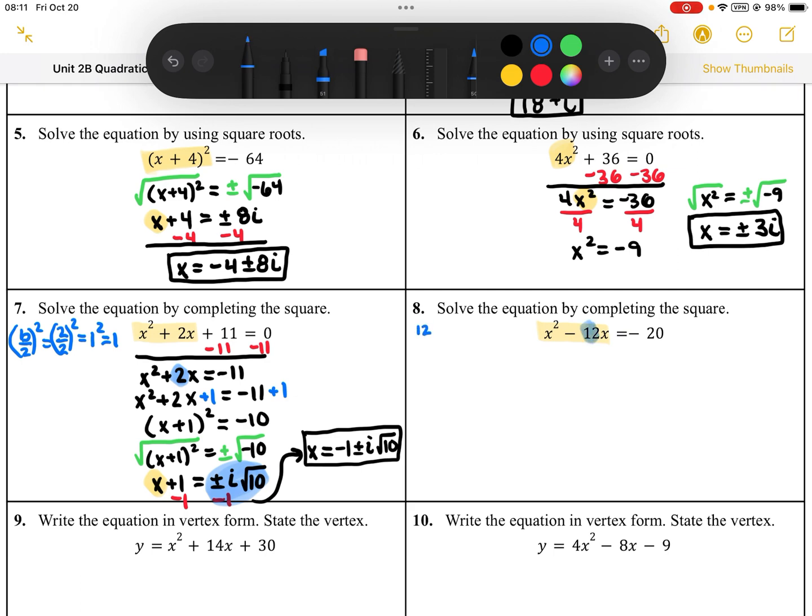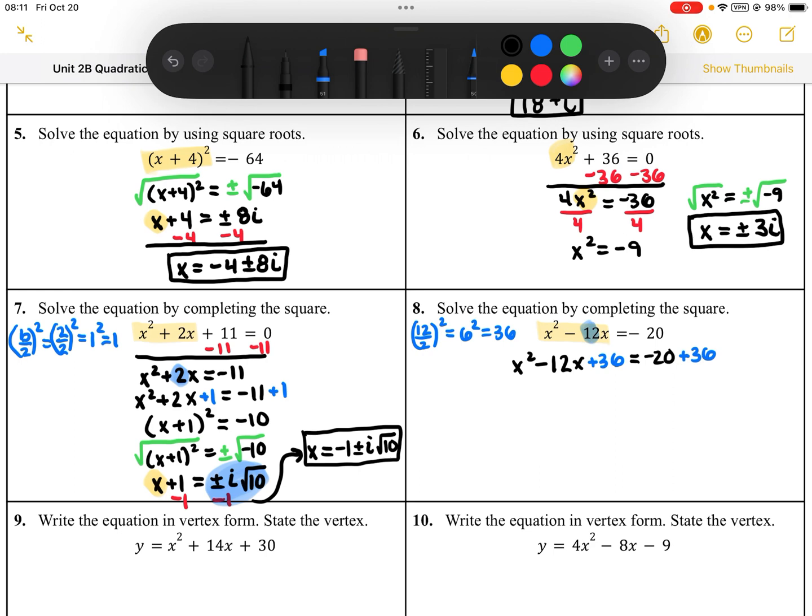So I'm going to do 12 over 2 squared. 12 over 2 equals 6. 6 squared equals 36. So I have to add that to both sides. So I'm going to have x squared minus 12x plus 36 equals negative 20 plus 36.